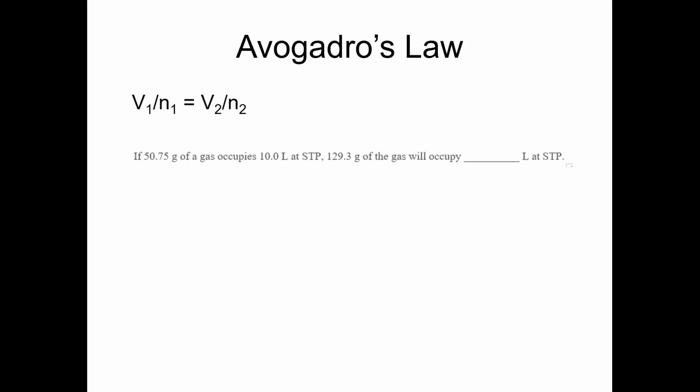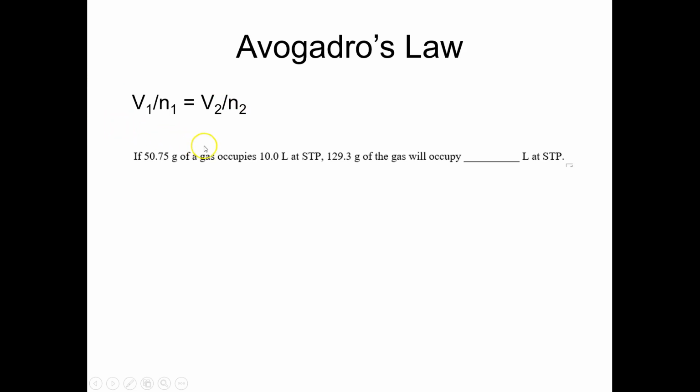Here's our equation. If 50.75 grams of a gas occupies 10 liters at standard temperature and pressure, in other words, I'm holding temperature and pressure constant, 129.3 grams of the same gas will occupy how many liters at standard temperature and pressure? I am holding temperature and pressure constant. So this relationship holds. Now you'll notice that it doesn't tell me what the gas is. It only tells me how many grams of each I have. So how can I figure out how many moles of each I have?